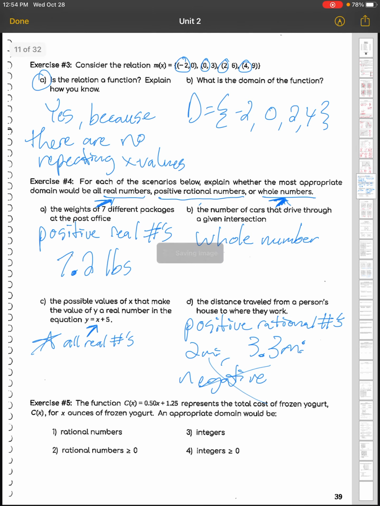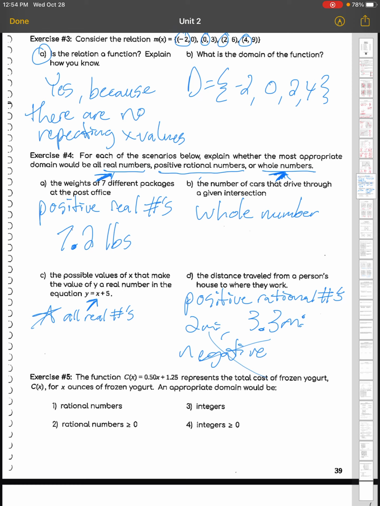And then for the last question down here, it says the function c of x being 50 cents times x plus 125 represents the total cost of frozen yogurt for x ounces of frozen yogurt. An appropriate domain would be real numbers, rational numbers greater than 0, integers, or integers greater than or equal to 0. So real numbers would include negatives, so that's not going to work for us. Integers would also include negatives. That's not going to work for us either because, again, we cannot have negative weights.